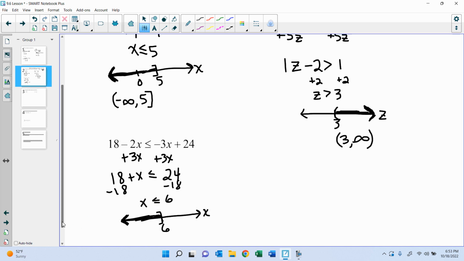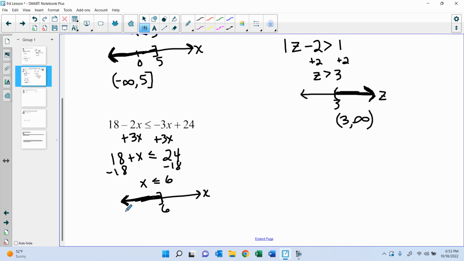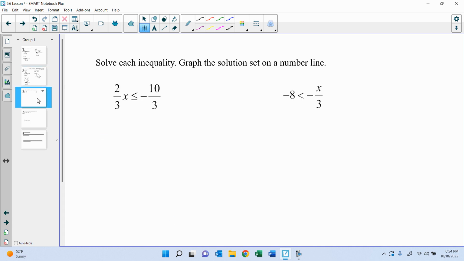And then to do my interval notation is very easy, because this arrow represents an infinity. Since it's on the left, it's minus infinity, because those are negative numbers, comma 6, and then put square bracket because it's included. All right, let's do some more.